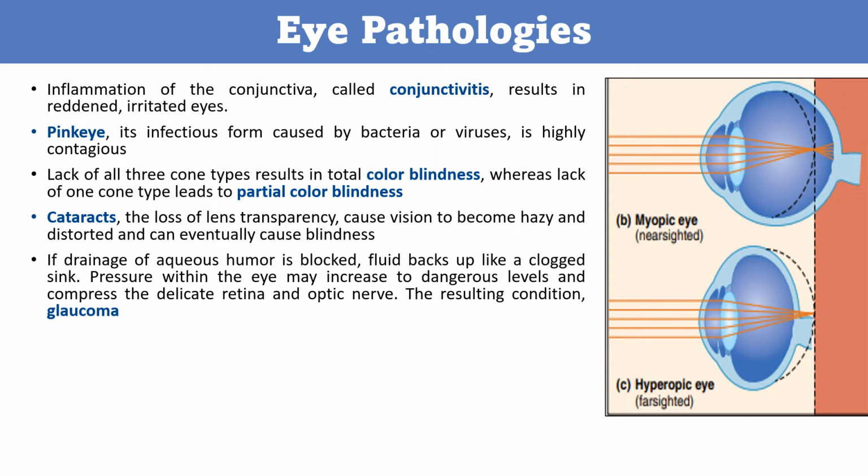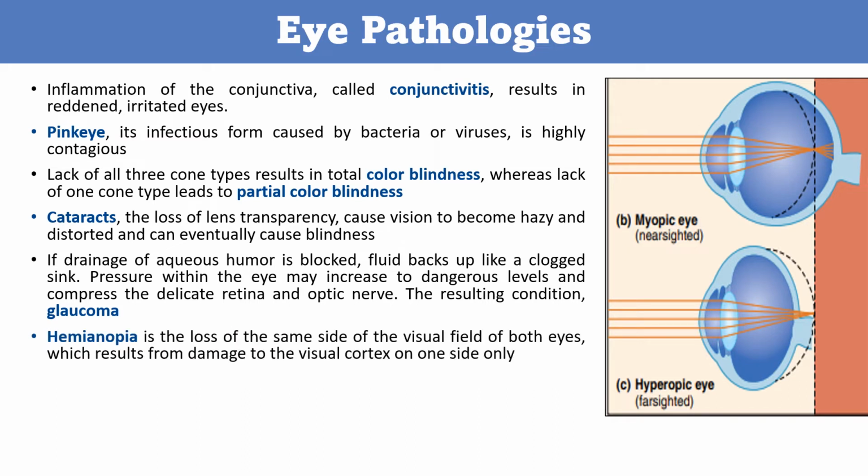If drainage of aqueous humor is blocked, fluid backs up like a clogged sink. Pressure within the eye may increase to dangerous levels and compress the delicate retina and optic nerve. The resulting condition is glaucoma.